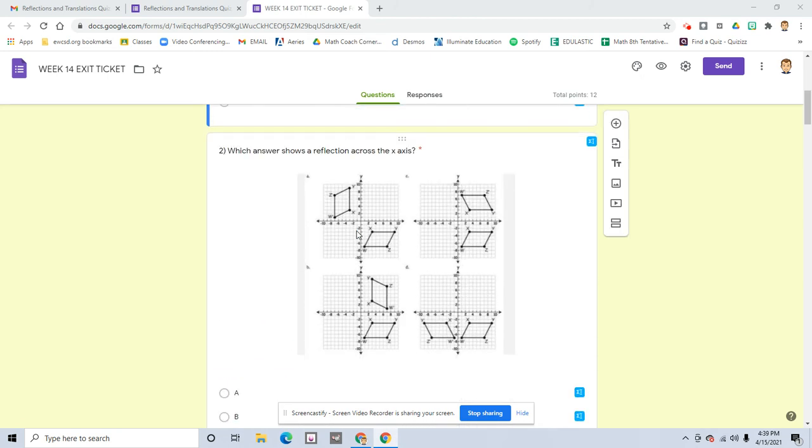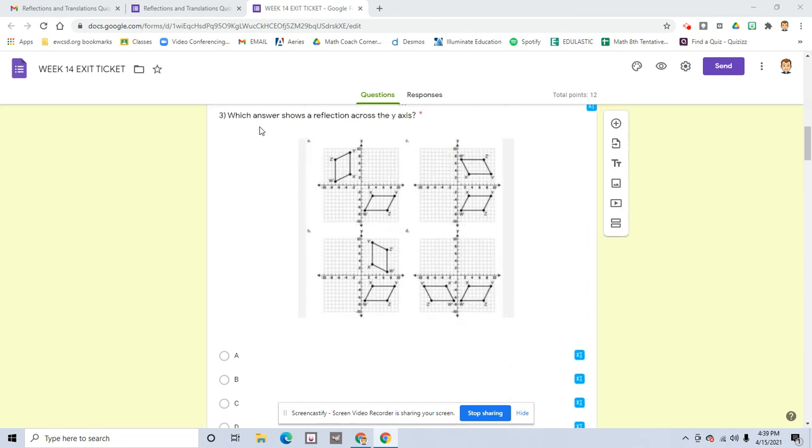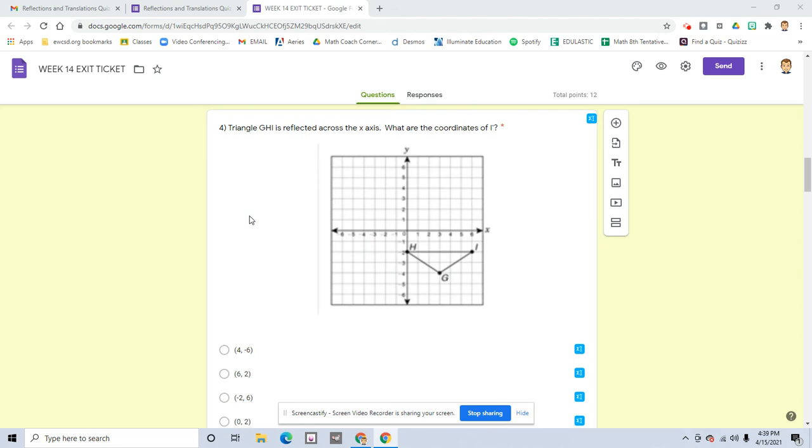As we keep going through these questions, which answer shows a reflection across the x-axis? Remember, the x-axis is the one that goes left to right, okay? Some of these you got to be able to handle on your own. Which answer shows a reflection across the y-axis? The y-axis goes up and down, all right? So make sure you look at these closely.